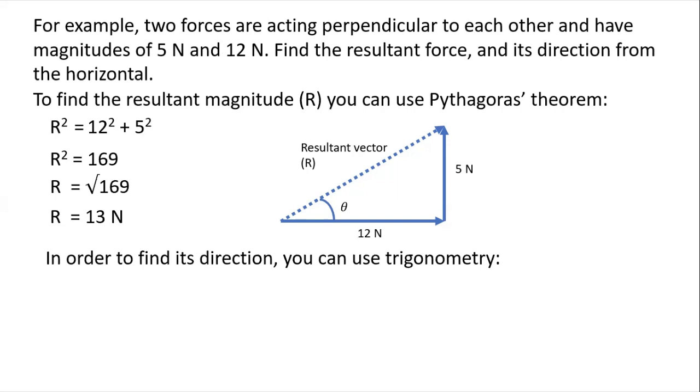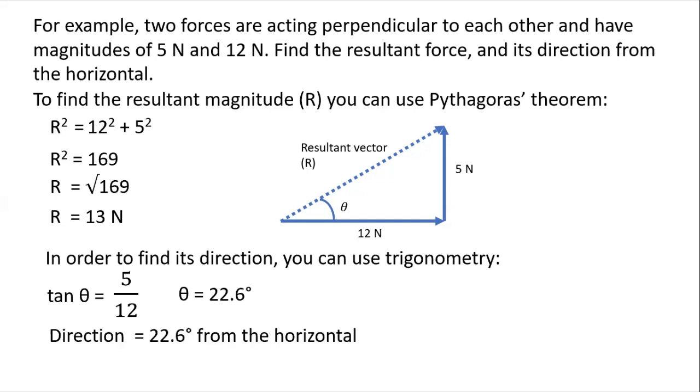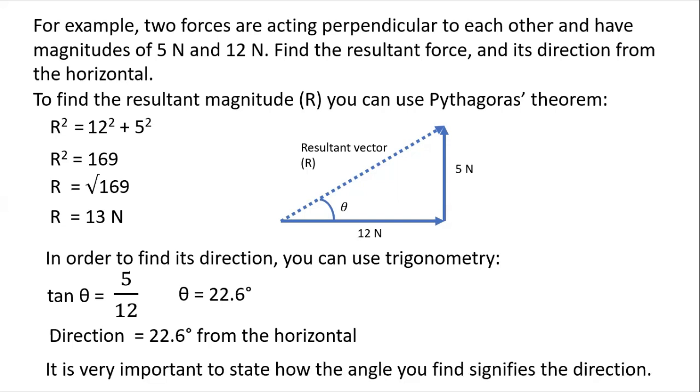In order to find its direction, you can use trigonometry. So we know tan theta is equal to 5 over 12. So theta, you can get it as 22.6 degrees. So the direction is 22.6 degrees from the horizontal. So it is very important to state what the angle you find signifies about the direction.